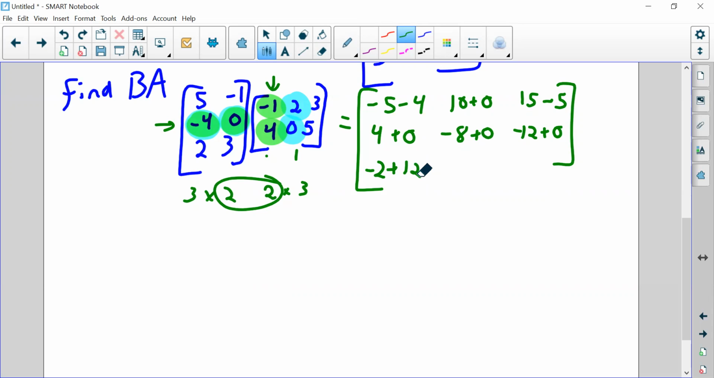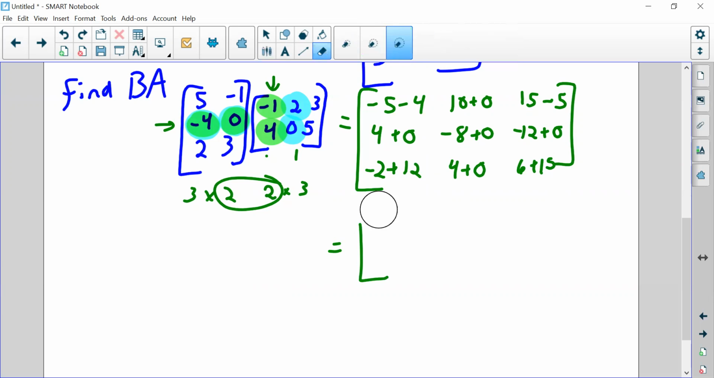So next one. 4 plus 0. And last entry, 6 plus 15. So my final answer matrix would be what?